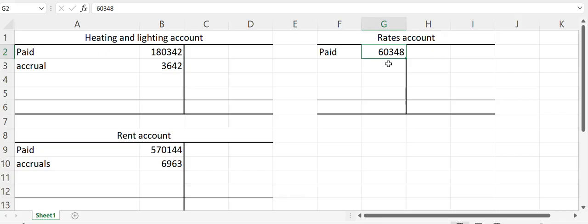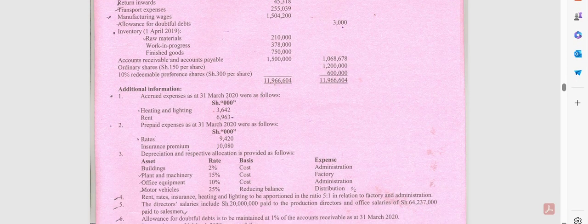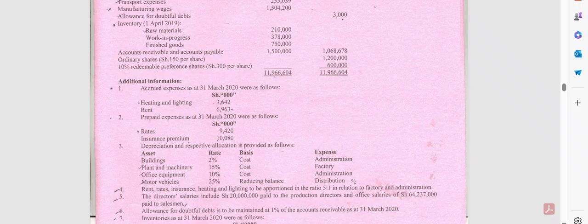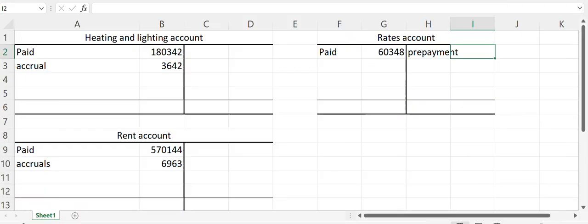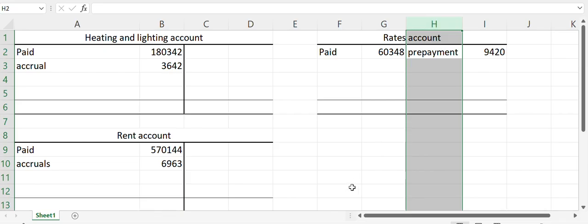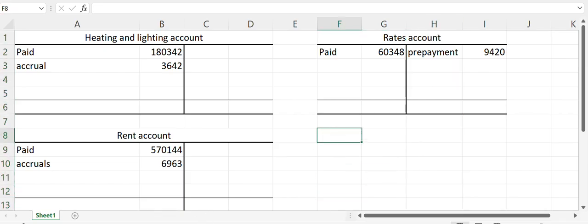But remember, for accrual, the accrual concept states that you should record items that relate to this year only. So for prepayment, we always deduct them because they do not relate to this accounting period. So we remove them because they will be recorded in the next accounting period. So prepayment here, in the additional information, was 9420. We are going to balance that account shortly.